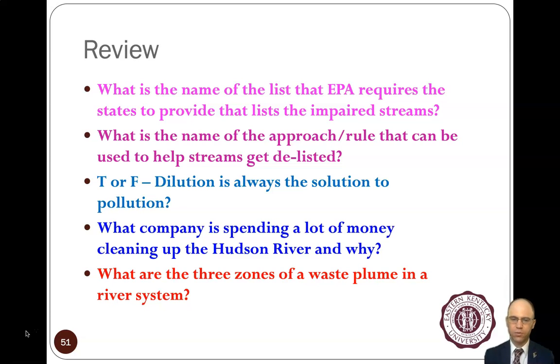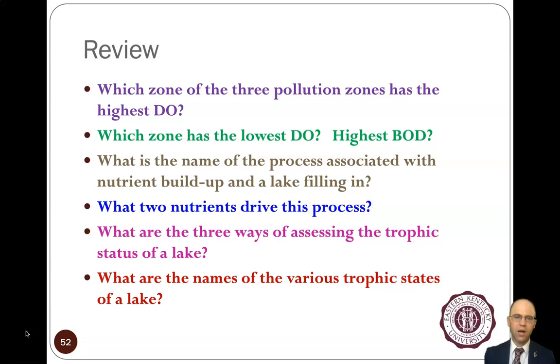Above the pollution zone, it's kind of the stream as it was before the pollution occurred. So the zone of pollution, also known as the zone of degradation. Then 2, we have the zone of active decomposition, and then below that we have the zone of recovery. That's the pollution assimilation model. Which zone of those three pollution zones has the highest DO? And that one's a little harder.